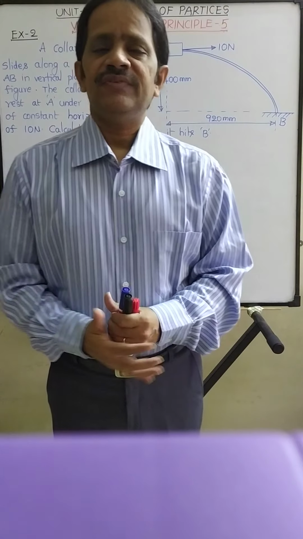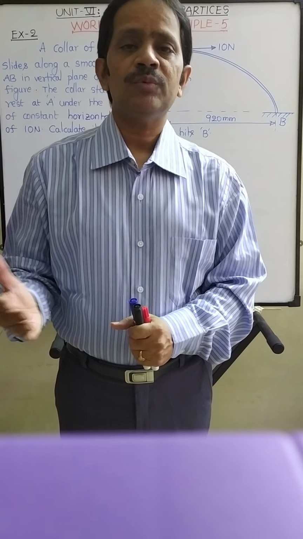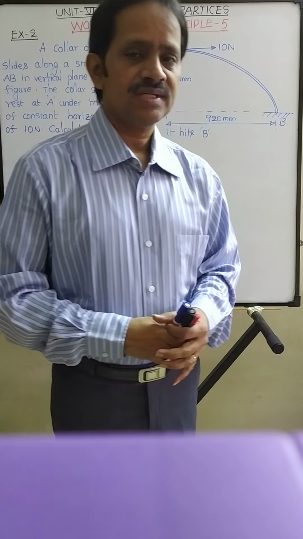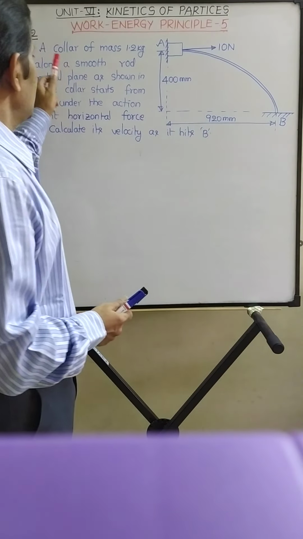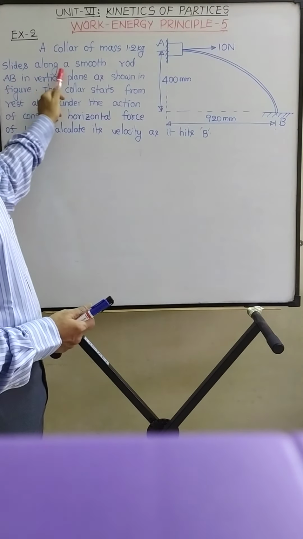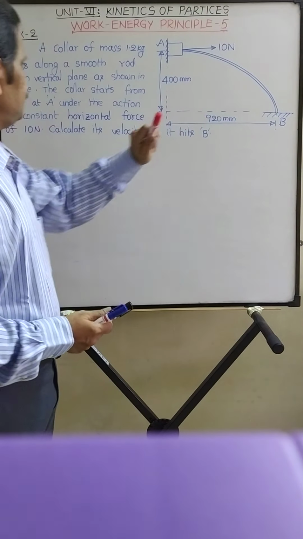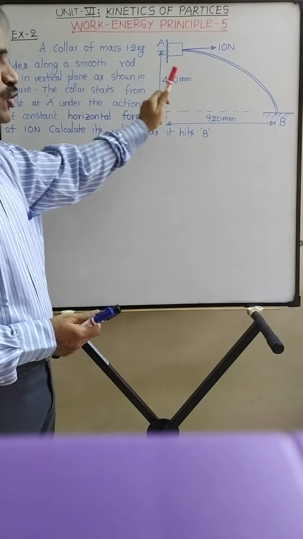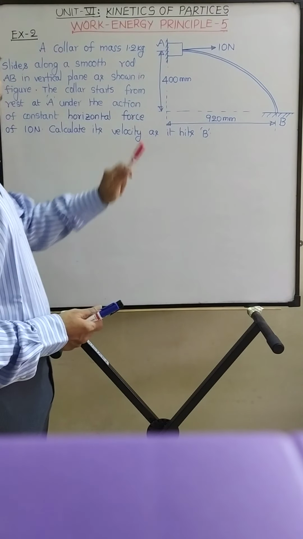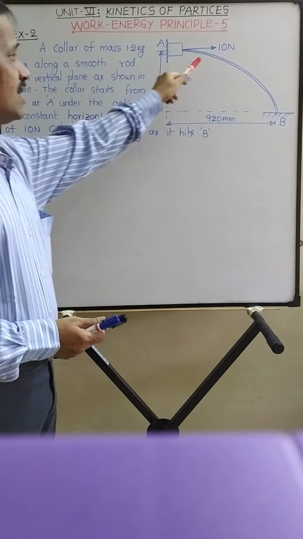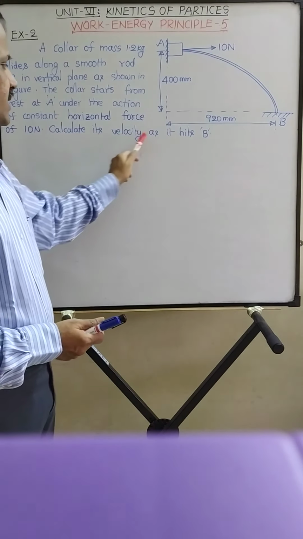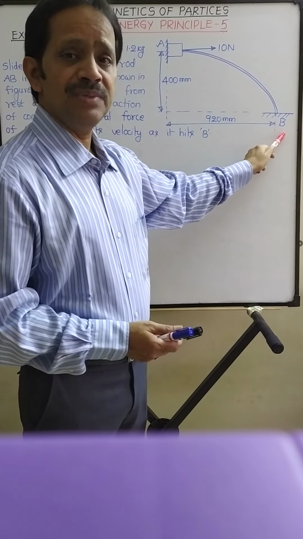Students, in this video we are going to solve some more numerical examples on work energy principle. So let us read the statement. A collar of mass 1.2 kg slides along a smooth rod AB in vertical plane as shown in figure. The collar starts from rest at A under the action of a constant horizontal force of 10 Newton. Calculate its velocity as it hits B.